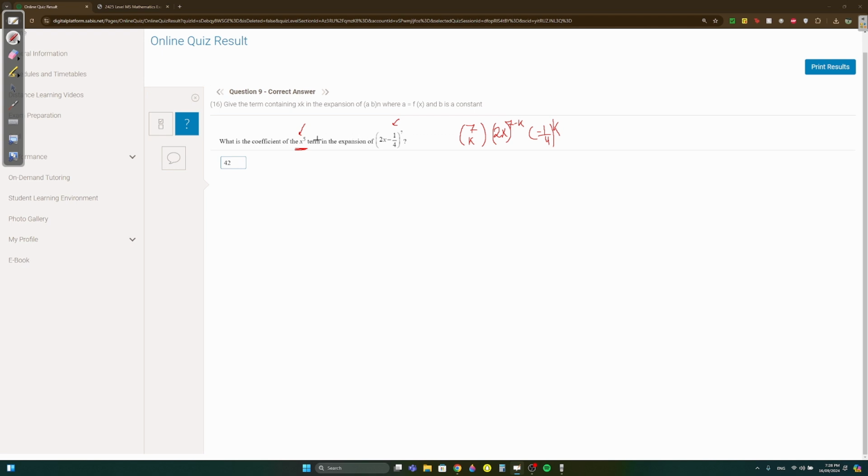Now we want the x5 term. What's the power of x here? 7 minus k. What do we want it to be? 5. So you get k equals 2. So 7 C 2, 2x to the power of 5, minus 1 over 4 squared. 7 C 2 is 21. 2x to the power 5 is 32 x to the power 5. Minus 1 over 4 squared is 1 over 16. This with this, you get 2. And you get 21 times 2, 42 x to the power of 5.